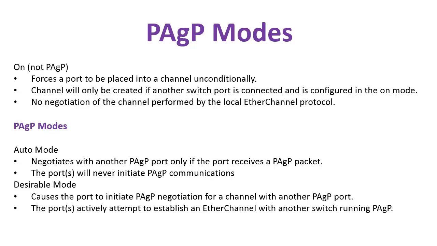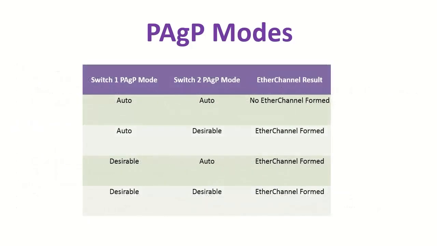Now, the port aggregation protocol modes are either auto or desirable. Auto is basically a passive mode. It negotiates with another PAgP port only if it receives a packet. Otherwise, it will stay in a passive mode. It will not send any packets. It will never initiate PAgP communications. In desirable mode, this causes the port to initiate negotiation for a channel with another PAgP port. So it actively attempts to bring up the EtherChannel.